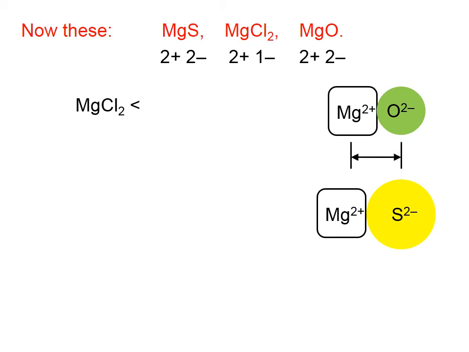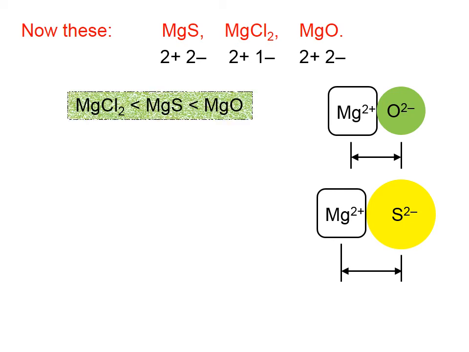And you can see here that the separation is different when the charges are closer, as they are in the case of magnesium oxide, compared to when they're farther apart, as in the case of magnesium sulfide. When the charges are closer, then that's going to be a larger lattice energy. So of these, we would predict that the magnesium oxide would have the largest lattice energy.